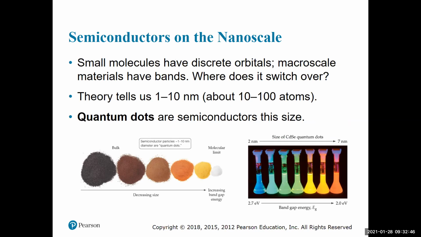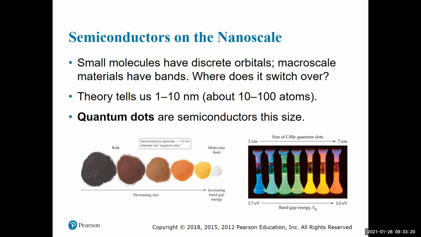We know from theory that 1 to 10 nanometers is equal to about 10 to 100 atoms. And so we're really talking about little stuff, right? And you may have heard something called quantum dots. And so quantum dots are just semiconductors that fall into this 1 to 10 nanometer size.